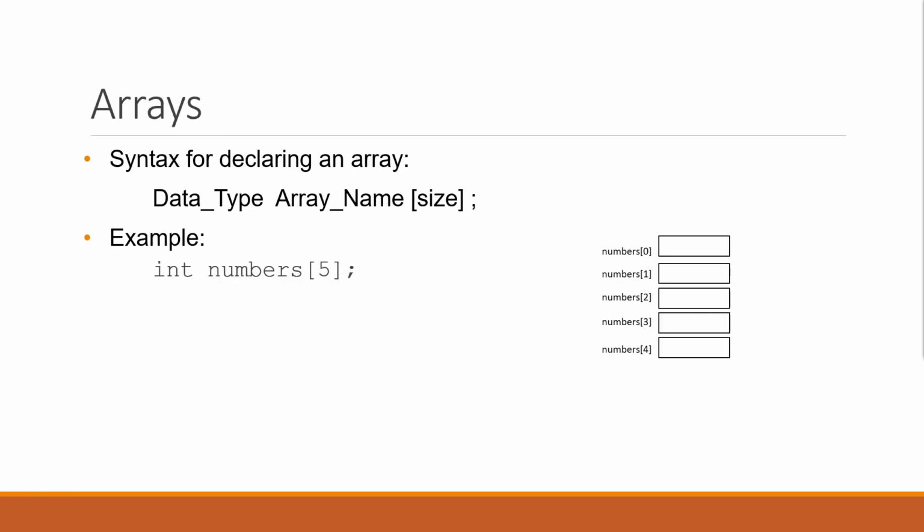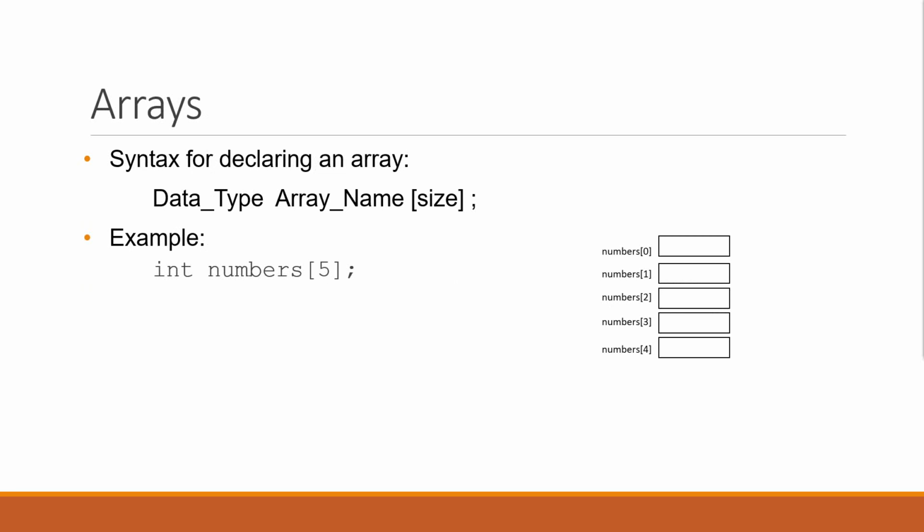The syntax for declaring an array in C is: data type, array name, size. Let's break down each component. Data type: this is the type of data that the array will hold. It can be any valid data type in the programming language, such as int for integers, float for floating point numbers, or char for characters.